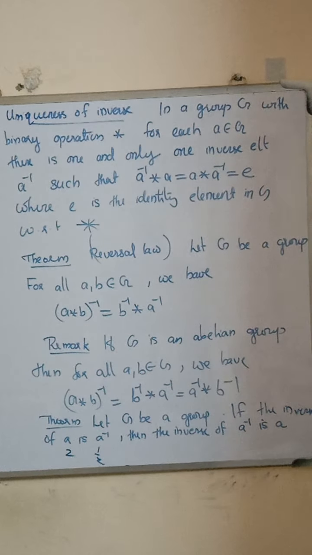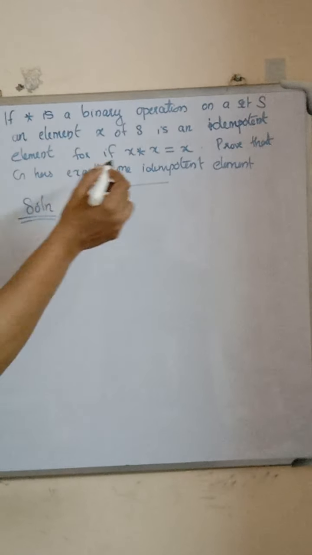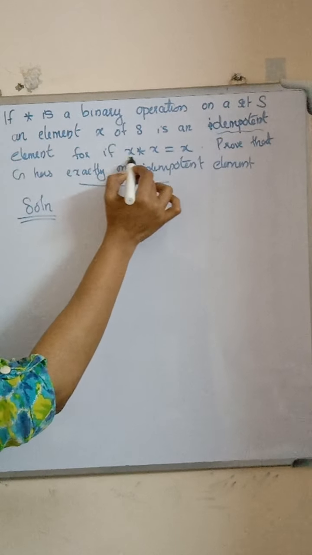Now we discuss a problem. If star is a binary operation on a set S, an element x of S is an idempotent element if x star x is equal to x. That is, x is idempotent means x operated with itself gives x. Then that element is idempotent. Prove that G has exactly one idempotent element.